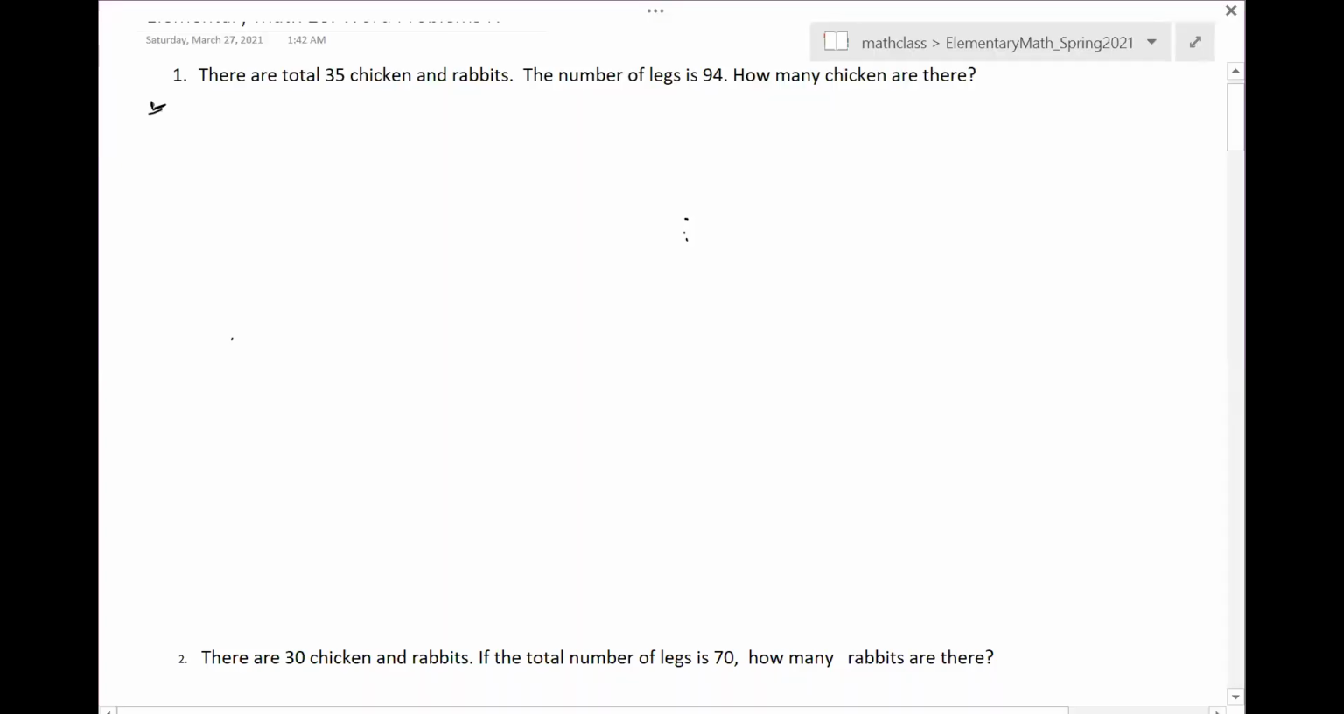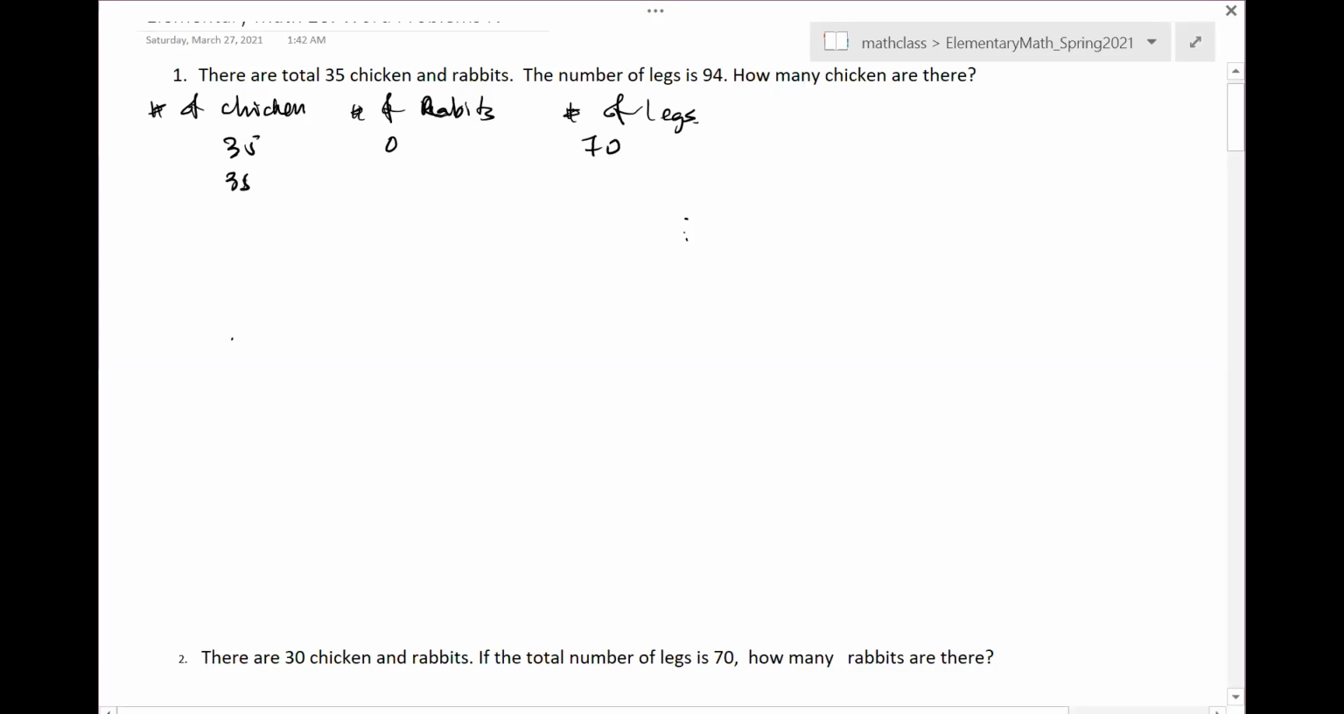First, here we write the number of chickens, and here the number of rabbits, and then I have another column, the number of legs. So you assume all of them are chickens, right? Then 0 rabbits. Every chicken has 2 legs, so 70. And 70 is, of course, way below the 94. So in order to get 94 legs, you have to decrease the number of chickens and increase the rabbits.